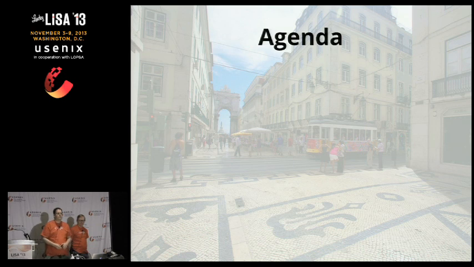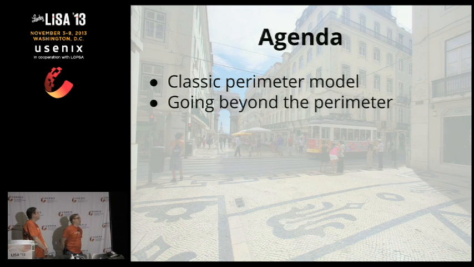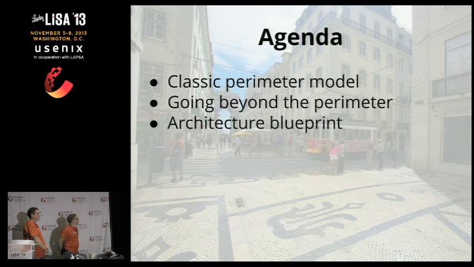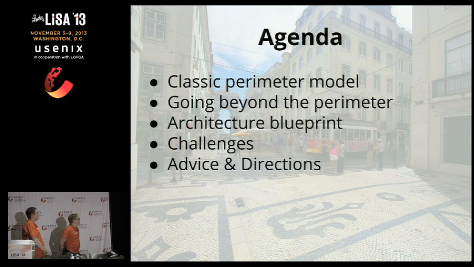All right, so what are we going to talk about today? Let me quickly walk through the agenda. First we review the classic perimeter model that we want to get rid of. Then we will go into what we think going beyond the perimeter means. We will present an architecture blueprint, and along the way give you an overview of some challenges that we met and hopefully overcame. Then for people who want to follow that model, there's some advice and directions, and of course some time for questions.